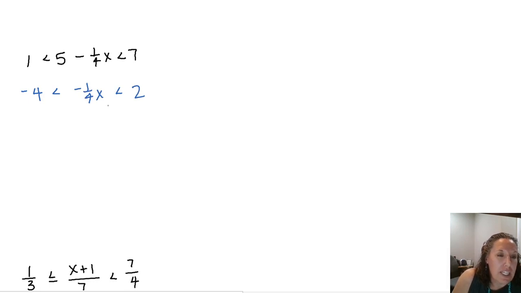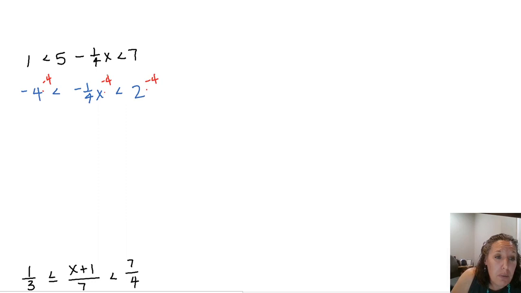And then we want to get this x by itself. So to get this x by itself, we need to divide everything by -1/4, or multiply by the reciprocal, which is -4. Sorry, I cannot talk today. The reciprocal of this would be -4. Multiply all three pieces by -4.